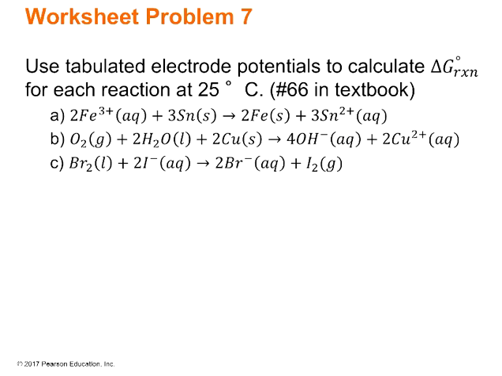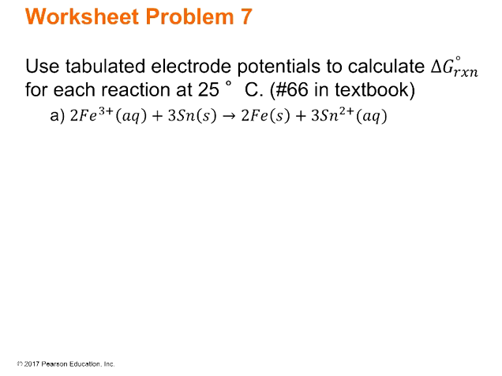Okay, so let me just get my notes out. All right, so for A, remember the first thing we always want to do is assign oxidation numbers. For iron 3 plus, that would just be the same as the charge, plus 3. Tin is just in its elemental form, so that would be 0. In the products, iron is in its elemental form, so that would be 0, and tin 2 plus would be plus 2.